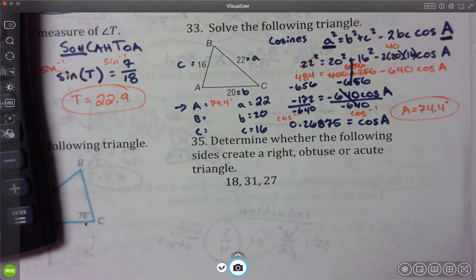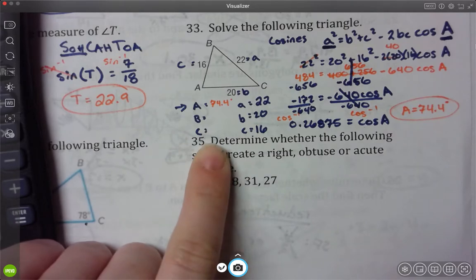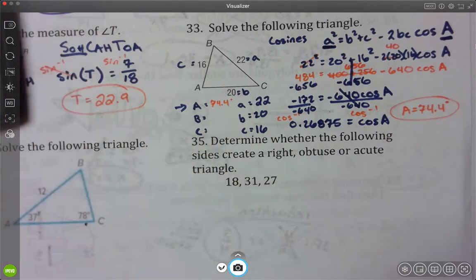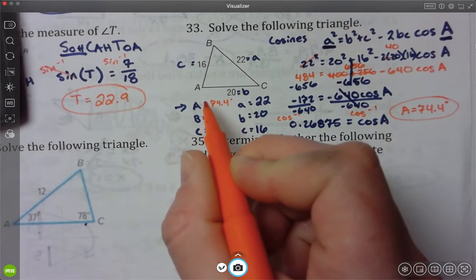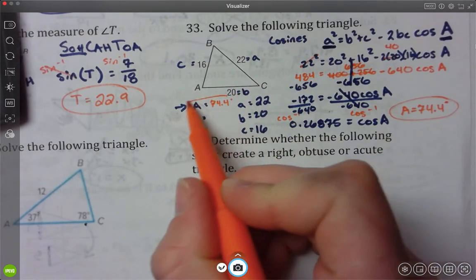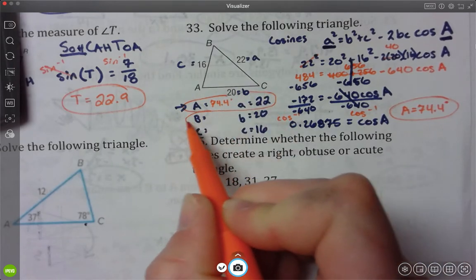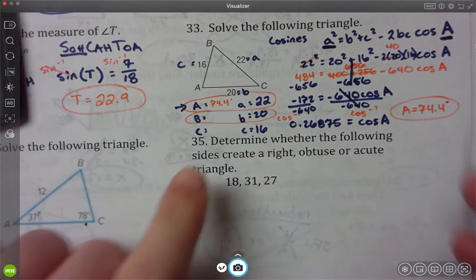Okay, now from here, I need to figure out what B is and what C is. Okay, so what this is going to do is this is going to go just a little bit faster, I think. When I'm trying to find B, since I already know what A is, I can now, instead of using the law of cosines, I can use the law of sines instead.